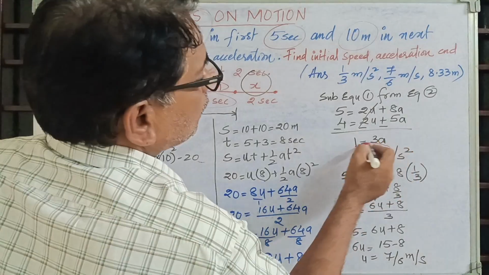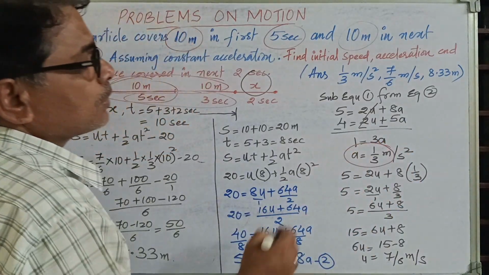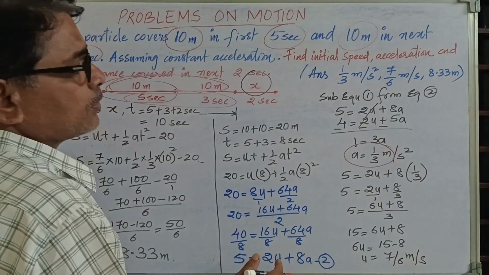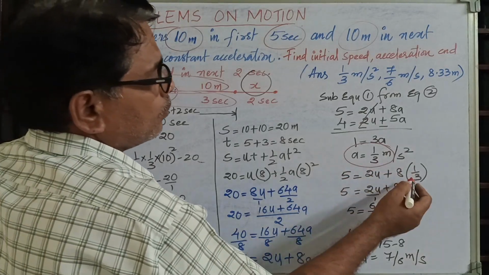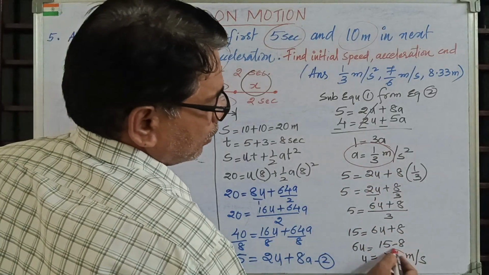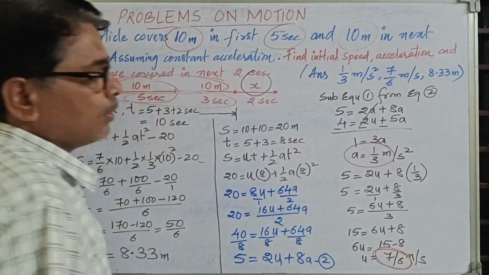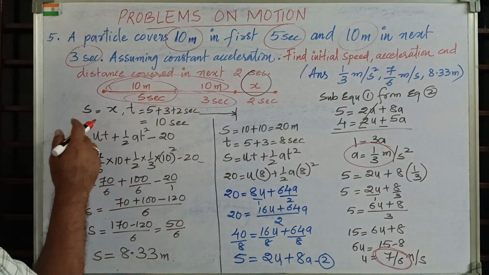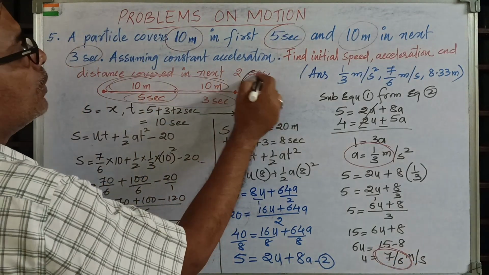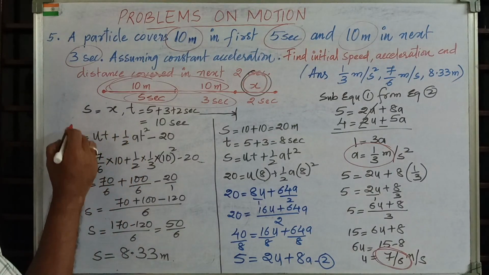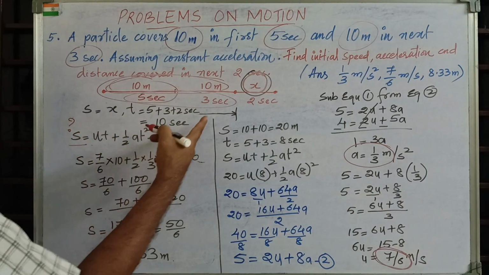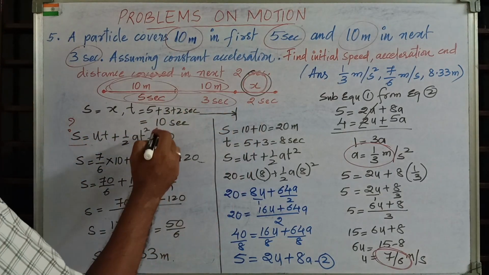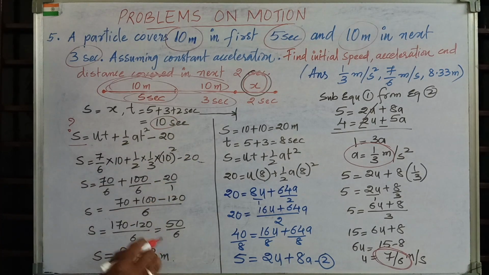With that, you will get a. Substitute that a in any of these equations. I have substituted in equation 2. With that, I got u, 7 by 6. Then I went for the last part. I don't know this distance, so my distance is a question mark over here. But I know the total time is 10 seconds. So I did and I got it.